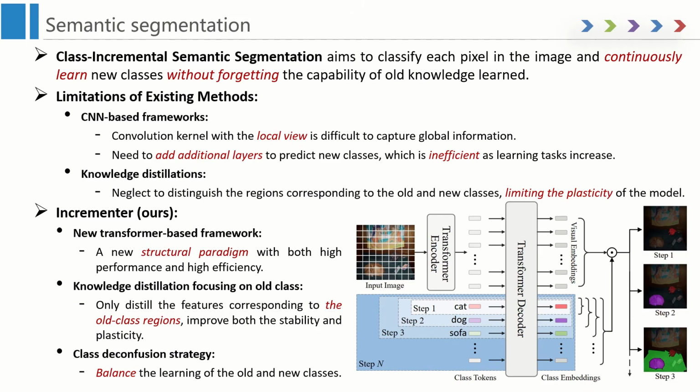We also propose a novel knowledge distillation method that only distills the features corresponding to the old class regions, and improves both the stability and plasticity of the model. And we further propose the class deconfusion strategy, which is used to balance the learning of the old and new classes.